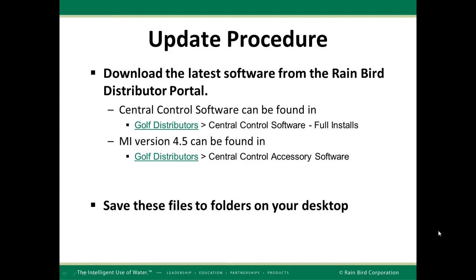After you've verified that your computer meets the minimum system requirements, you will want to download the software from the Rainbird Distributor portal. The Rainbird Distributor portal can be accessed through the rainbird.com website. The central control software can be found under Golf Distributors, Central Control Software Full Installs. And MI version 4.5 can be found under Golf Distributors, Central Control Accessory Software. You want to save these two files to a folder on your desktop.